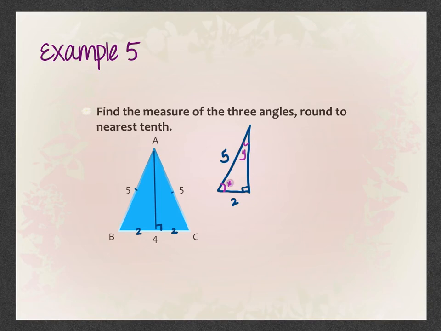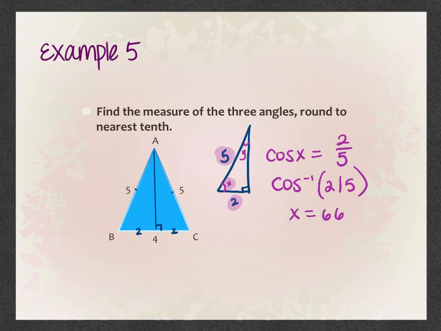With respect to the x, 2 is adjacent, 5 is hypotenuse, which means cosine. Cosine of x is equal to 2 over 5. And I do cosine -1 of 2 divided by 5, and I get x equals 66.4 degrees. It says to round to the nearest tenth. So this is going to be this angle, 66.4. Because this is isosceles, it's also going to be angle C.